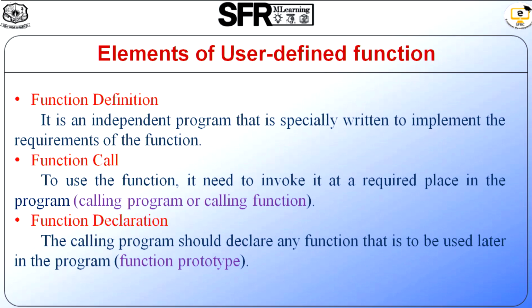The second one is function call. To use the function, we have to invoke it at the right place in the program. The function that invokes it is called the calling program or calling function. The third one is function declaration. The calling program should declare a function that is used later in the program. Function declaration is also known as function prototype.